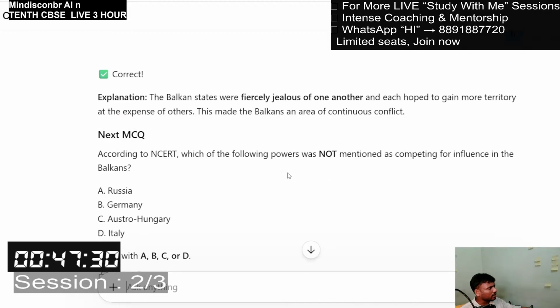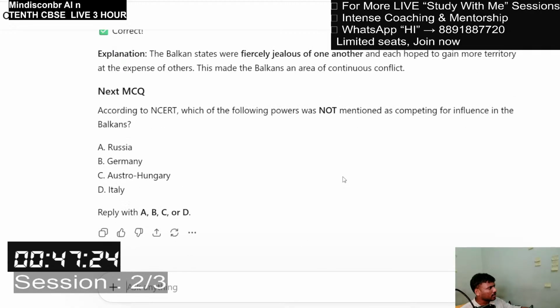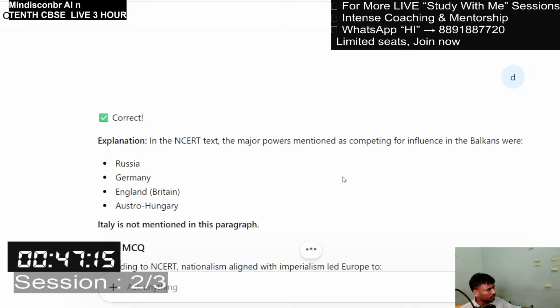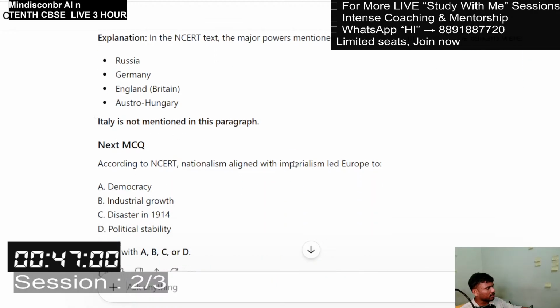According to NCERT, which of the following powers was not mentioned as competing for influence in the Balkans? Russia, Germany, Austro-Hungary, Italy. No, Italy was not included. In the NCERT text, the major powers mentioned as competing for influence in the Balkans were Russia, Germany, England or Britain, Austro-Hungary. Italy is not mentioned in this paragraph.